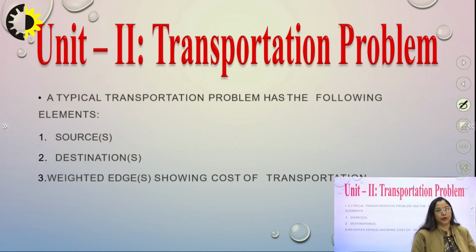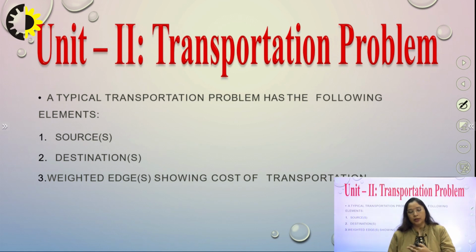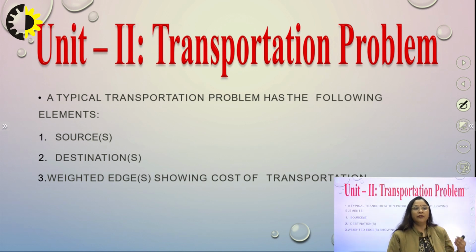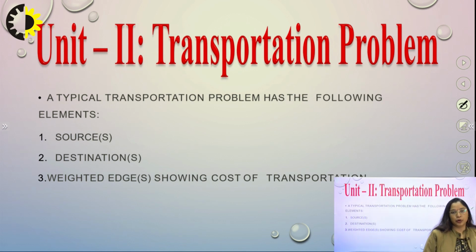A typical transportation problem has the following elements, like sources. There may be a number of sources, like we are transporting milk to different destinations. Then we have many sources and many destinations, and weighted edges showing the cost of transportation.